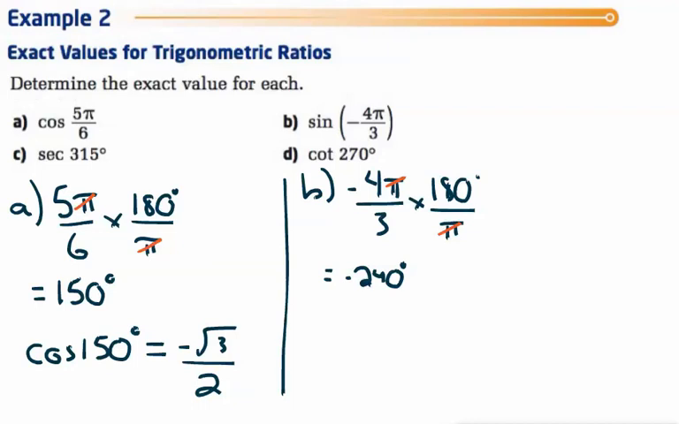This isn't in the table, however. But this is where we can use the concept of coterminal angles to help us get to an angle that is in the table. Remember that with coterminal angles, you either add or subtract 360 degrees until you get to the angle that you want. Well, if we add 360 degrees, that takes us to 120 degrees, which does fit in the table.